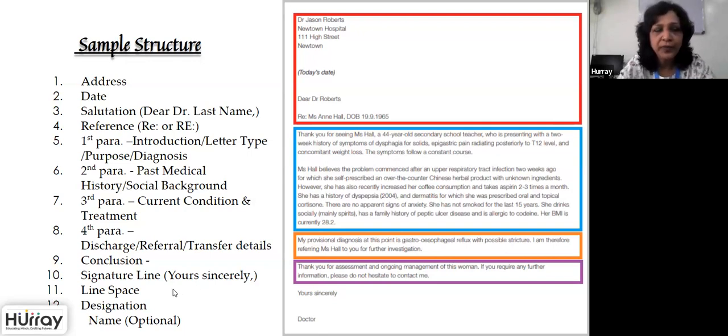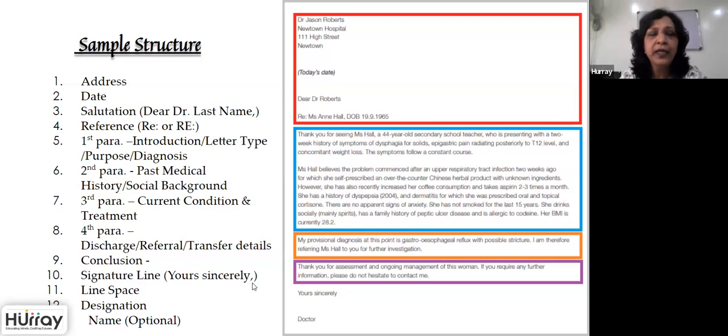Then you have to leave a line space again, come to the conclusion. In the conclusion, you can maybe reiterate your request and also write that if you have any queries, please feel free to contact me. Then leave a line space again and write the signature line, closing. You can write Yours sincerely, Y with a capital letter, and after sincerely, there should be a comma, and then a line space, and the designation, who's writing the letter, staff nurse or charge nurse or registered nurse or doctor or GP, that has to be written after the signature line.